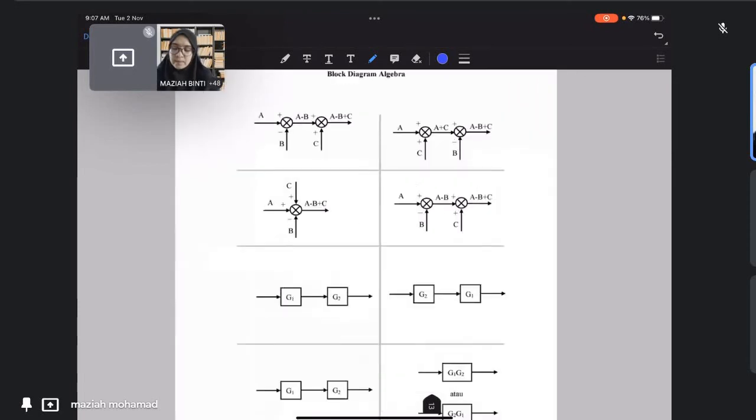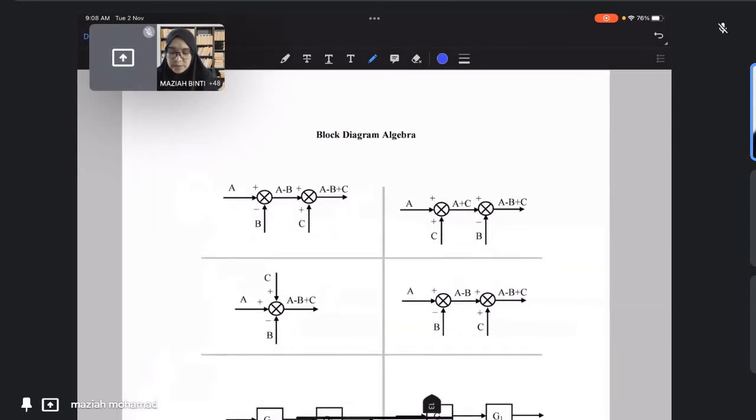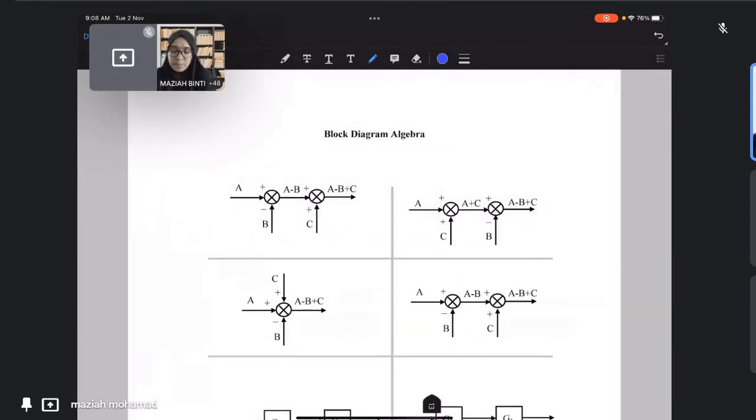All right, so these are the basic rules, the concepts in block diagram manipulation methods. The first one here explains the summation point. Here you can see that this diagram is similar to this one, or this diagram, it is actually the same. The output is the same: A minus B plus C, A minus B plus C, and A minus B plus C. The output is the same.